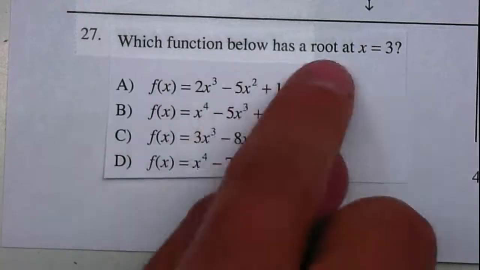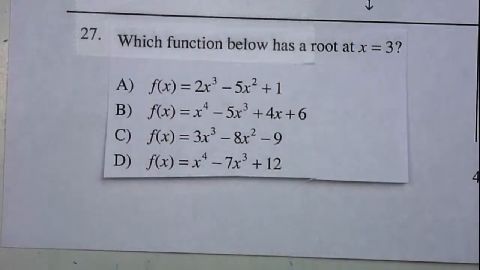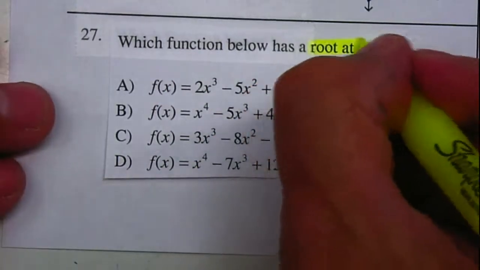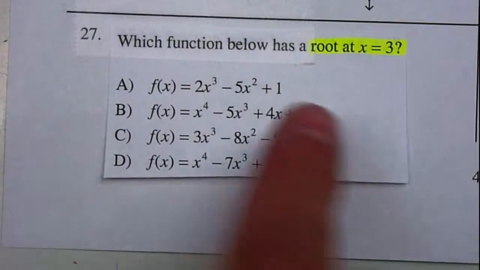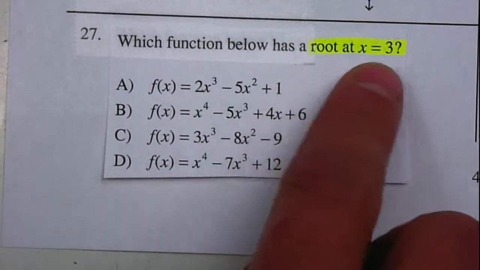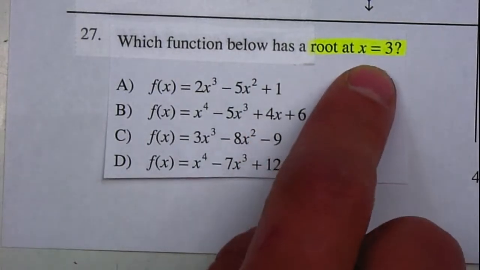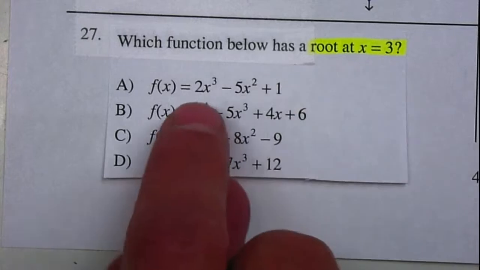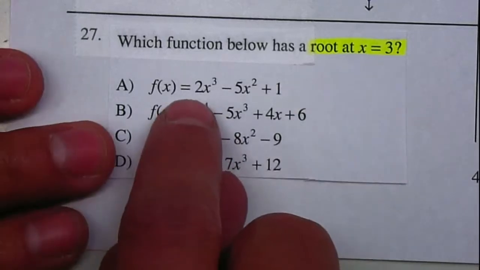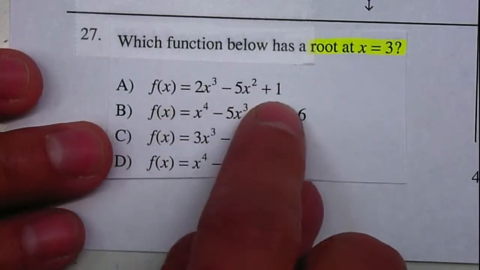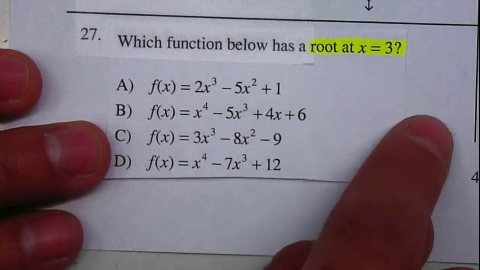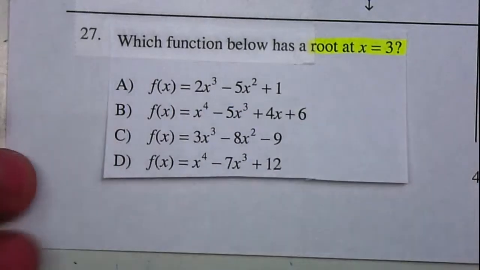Which function below has a root at x equal to 3? Whenever they tell you that there's a root at x equal to 3, that means that x equal to 3 is the x-intercept. That means that whenever you do the long division, or the synthetic division in this case, your remainder should be 0. So let's try the first one.